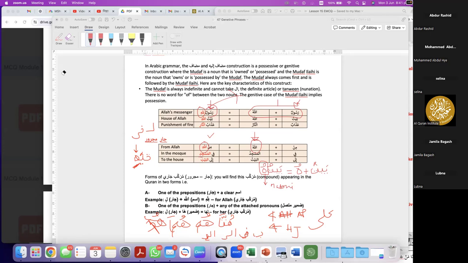There's a kind of extension of that rule. These four jar, these four attached pronouns, if they come together one after another, then it will be the first letter of that attached pronoun that changes.